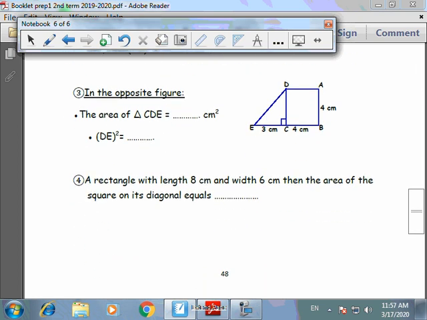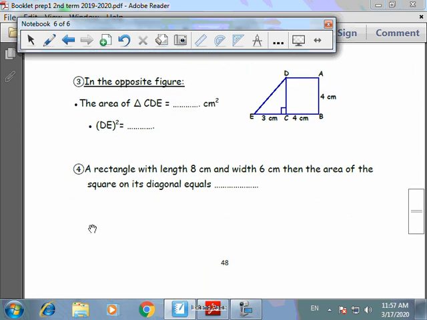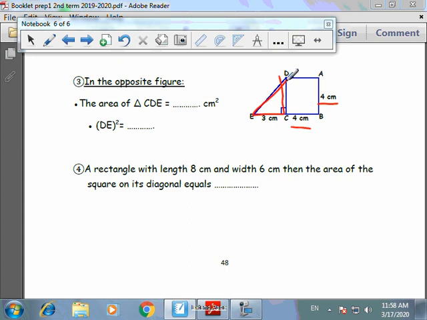Let's go to example number 3. It's like a square. So this 4 centimeter, it's a square and a right angled triangle. So I would like to find the area of triangle CDE. I want the area of this triangle.